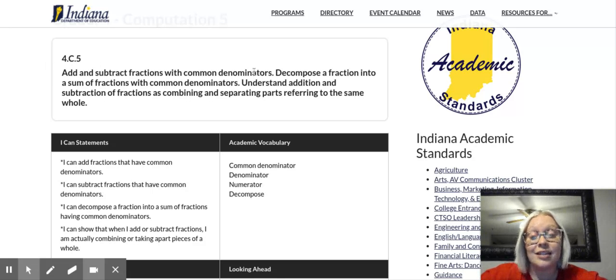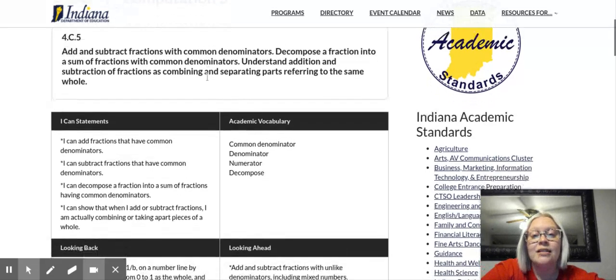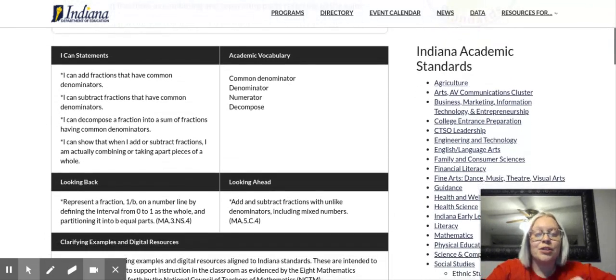Basically, what this standard is saying is that we are learning to add and subtract fractions that have the same denominator or a common denominator. The standard also talks about being able to break up fractions when we are adding and subtracting them. So your I CAN statements are listed right here below that standard, and I'm going to highlight the top one.